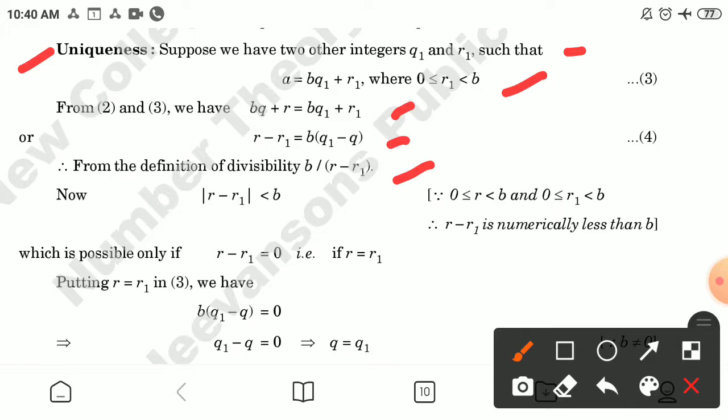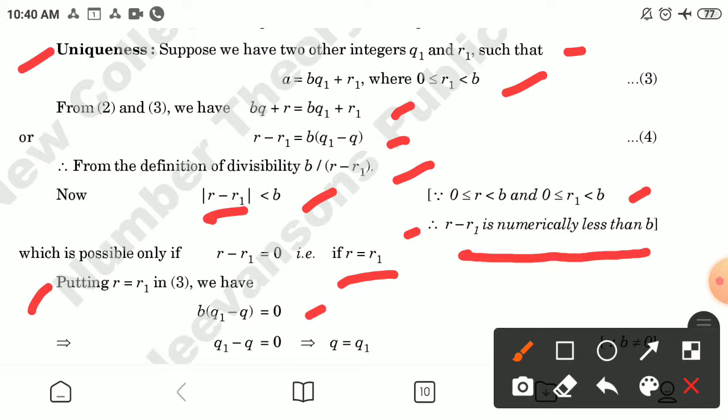Now, the magnitude of r minus r1 is less than b, as r is less than b and r1 is less than b, and therefore r minus r1 is numerically less than b, which is possible only if r minus r1 equal to 0, that is if r equal to r1. Putting r equal to r1 in fourth, we have b into (q1 minus q) equal to 0, and this implies q1 minus q equal to 0, and this implies q is equal to q1.